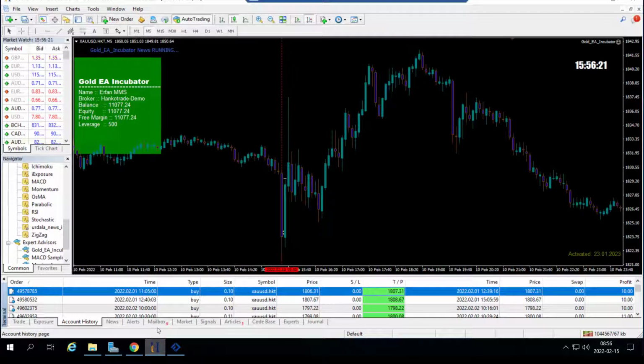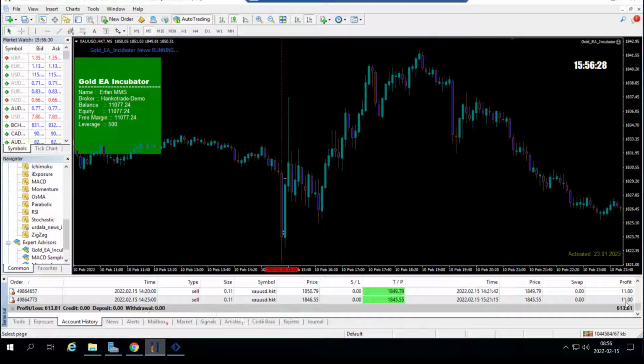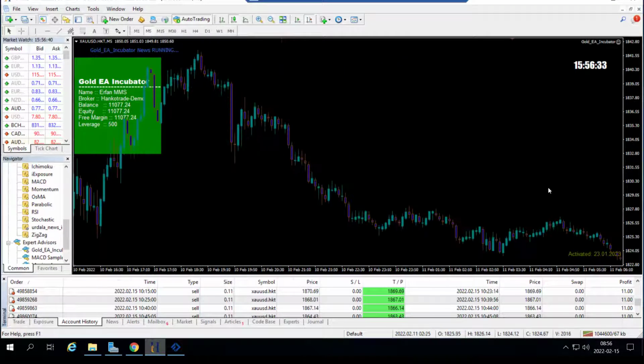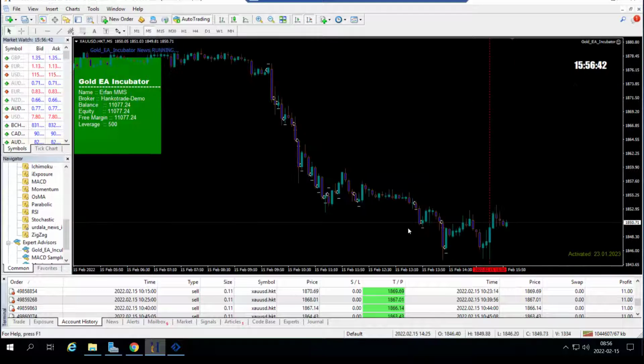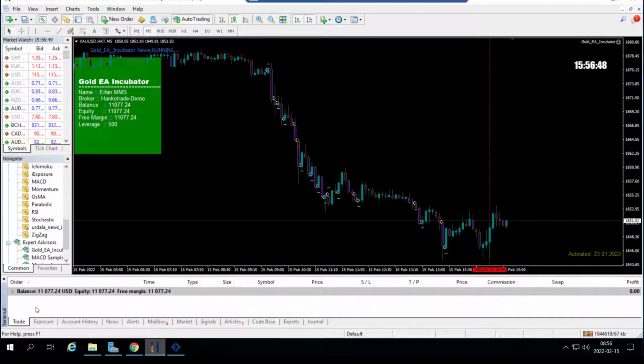I want to show you how much profit Goldie Incubator made. As you can see, it's crazy, guys. Today is February 15th. Look at this, $11, $11, $11, $11, $11, $11. See how many trades it took. Literally, it's crazy. And if I show you this, these are all these small trades that this robot took, and we are over 10%.